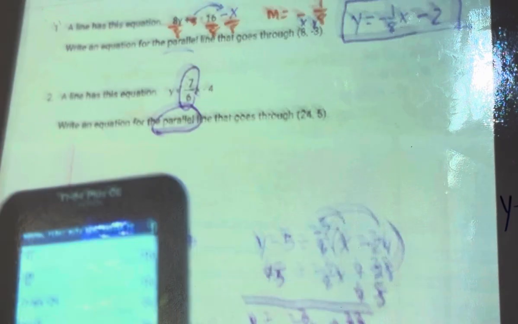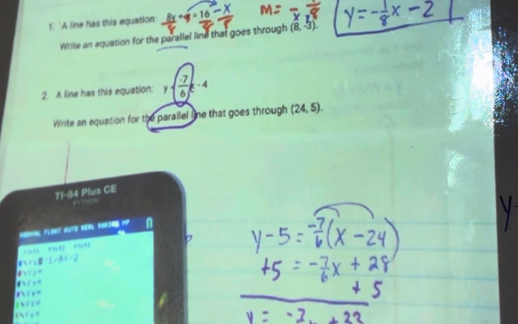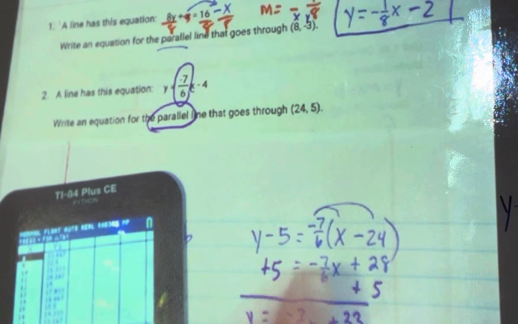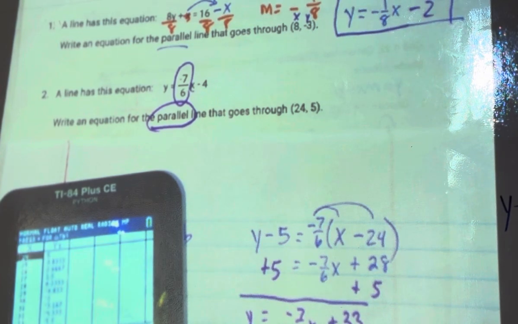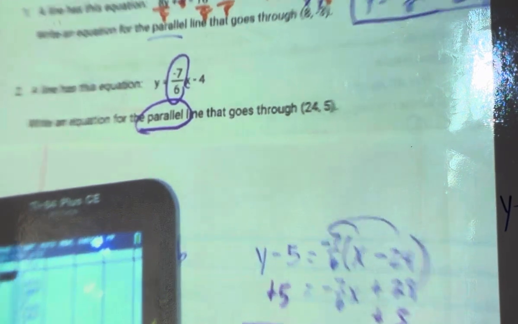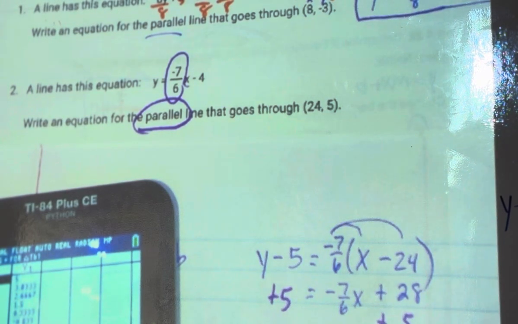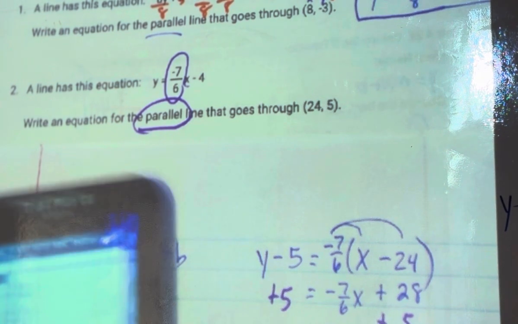So when I went to y equals, I did not have my point. So -7 divided by 6, x plus 33, and then go to your table, look for 24, and 24 and 5 should be in there. If it's not, you've done something wrong. So again, the difference between alpha x and not is I have decimals, which is easier for me to find my whole numbers or integers.